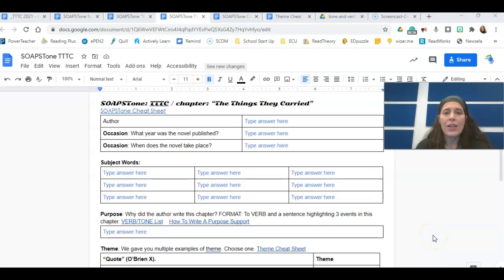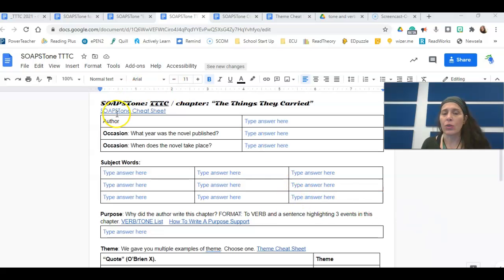Hi, in this video, I'm going to go over how to complete a soapstone. So you're going to be receiving several soapstone writings while we're reading The Things They Carried. Some of them are slightly different from others. So I'm going to show you bits and pieces of each of them and sort of talk you through them.